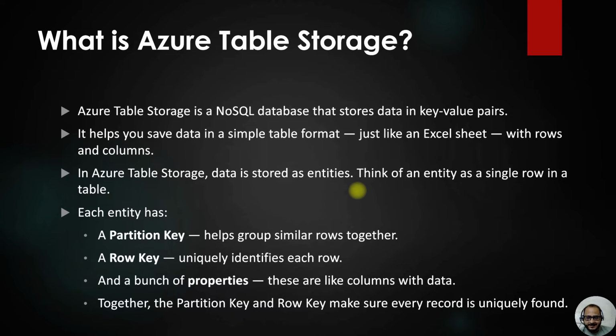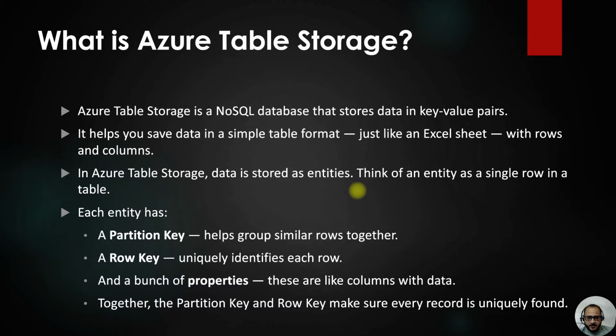Basically, you can think of an entity as a single row in a table. Each entity has a partition key and a row key. A partition key helps us group similar rows together. For example, if we have two rows where the partition key is user one and another row's is also user one, they group both rows together with the help of the partition key. The second is called a row key, which uniquely identifies each row.